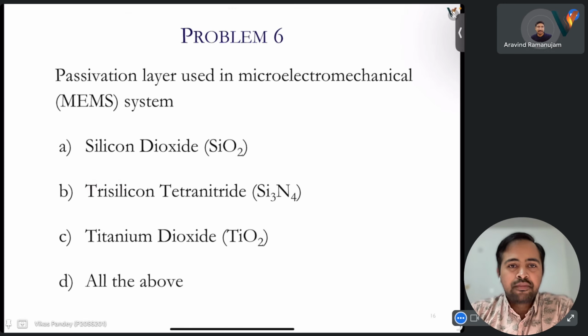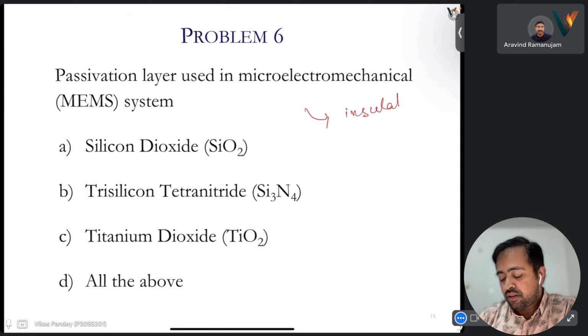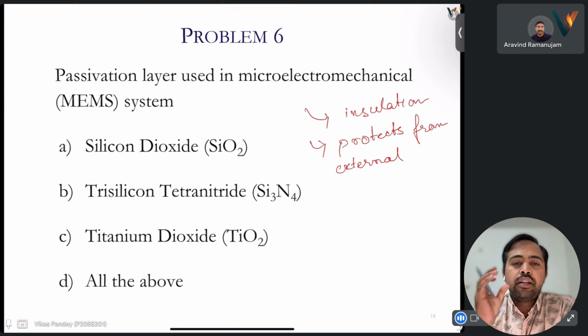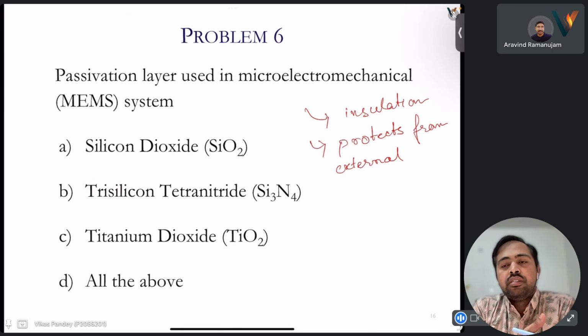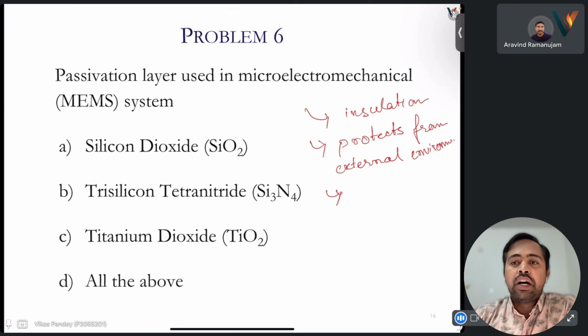Maybe it provides insulation to the surface, sir. The insulation. So one is insulation, the other is protection from the external environment. Like if some humid conditions are there when you are working somewhere, that can create some problems. And sometimes it is even used to isolate one device from another.